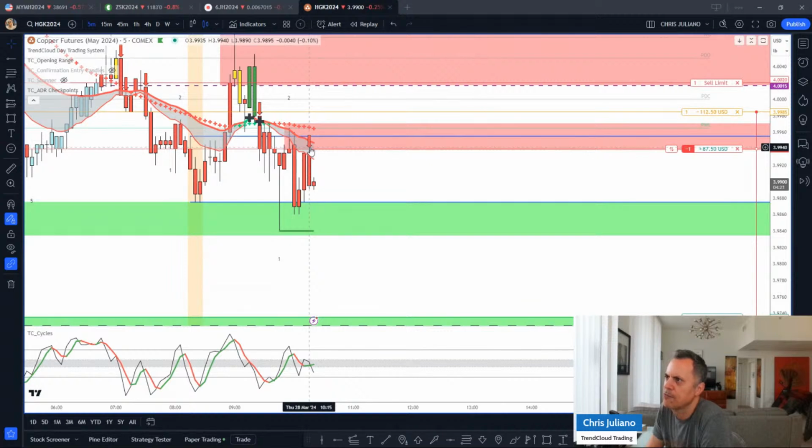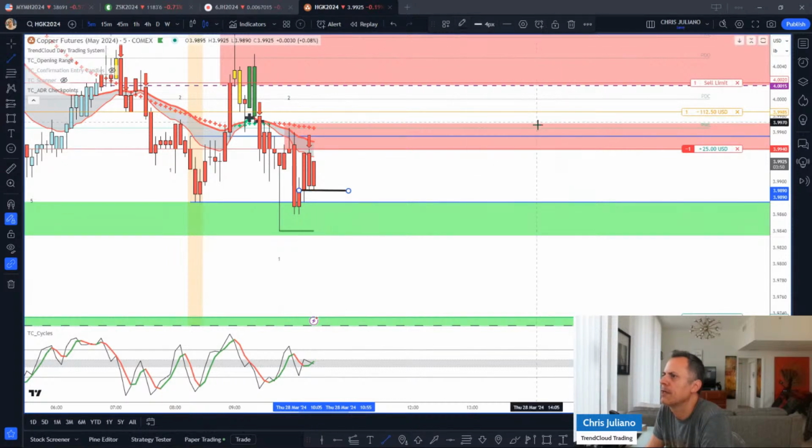Okay, so we formed a 5-minute TrendCloud candle signal. We need to break below that candle in order for it to be valid to the downside, right? In order to be valid. If we were going to enter this trade right now, that's right there. That is what would get us into the trade.